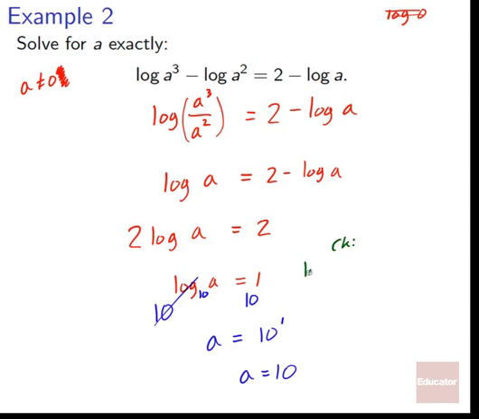If we wanted to, we can check this. So as a check, we've got log of 10 cubed minus log of 10 squared equals 2 minus log of 10. Log of 10 cubed comes out to be 3, right, because it's base 10. So what do you have to raise 10 to get 10 to the third? Well, you have to raise it to 3. Same idea over here. Log of 10 squared is just 2 equals 2 minus log of 10. Log base 10 of 10 is just going to be 1. 1 equals 1. Great, checks out.